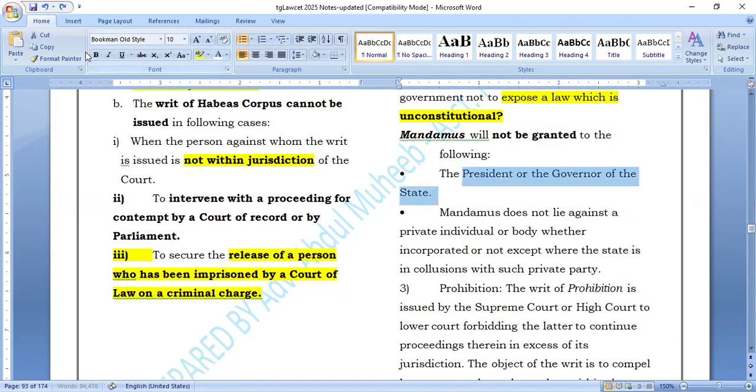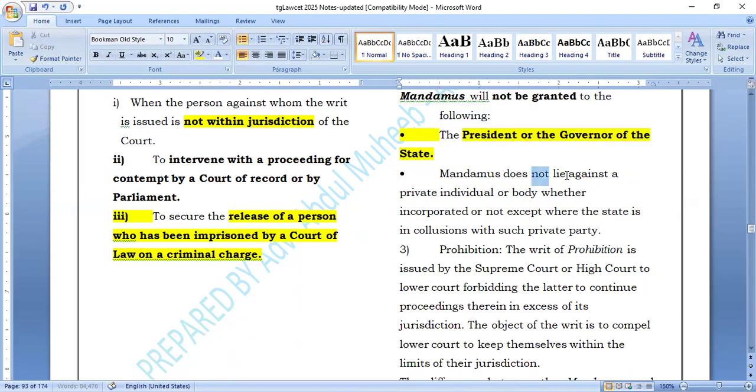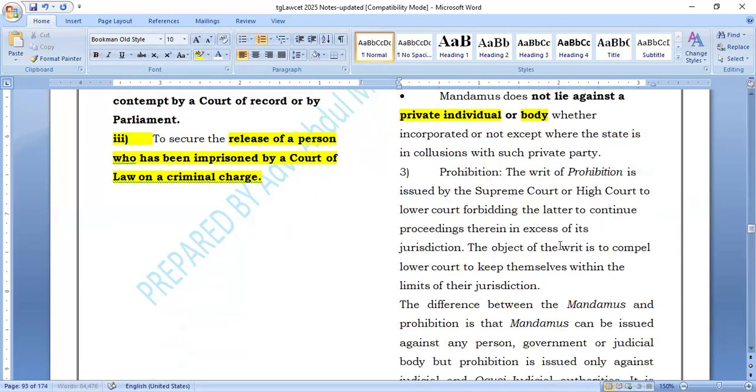Mandamus does not lie against a private individual or body, whether incorporated or not, except where the state is in collusion with such private party. So just remember, mandamus does not lie against a private individual or body. It is only for public servants, not for private individuals. Okay. Next.